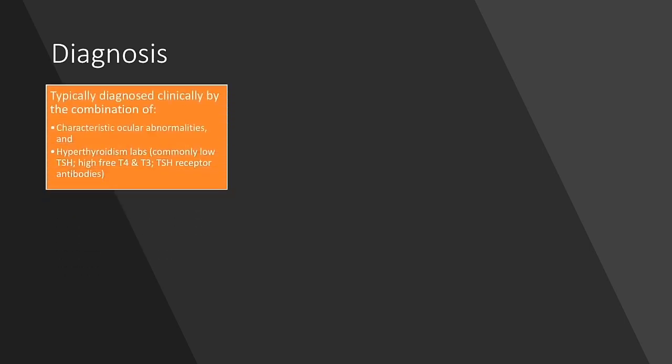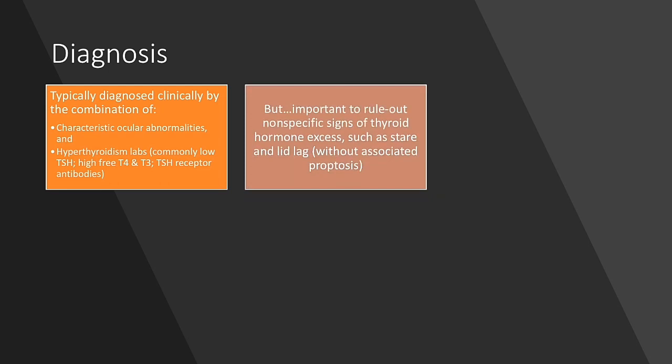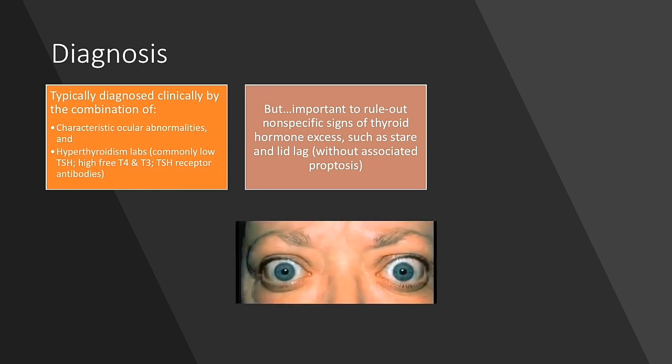Thyroid eye disease is typically diagnosed clinically by the combination of the characteristic ocular abnormalities described on the previous slide, and hyperthyroidism labs, which we most commonly think of as low TSH and high free T4 and T3, although these may all be normal in an affected patient. Progressive proptosis should encourage testing for TSH receptor antibodies, usually the thyroid-stimulating immunoglobulin subtype mentioned previously when discussing pathogenesis. It is, however, important to rule out nonspecific signs of thyroid hormone excess, such as lid retraction, temporal flare, and lid lag, without the associated bulging of the eyes. The figure showing lid retraction and temporal flare below highlights this.